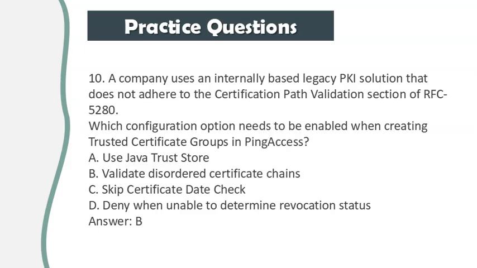10. A company uses an internally based legacy PKI solution that does not adhere to the certification path validation section of RFC 5280. Which configuration option needs to be enabled when creating trusted certificate groups in PingAccess? A. Use Java Trust Store. B. Validate disordered certificate chains. C. Skip certificate date check. D. Deny when unable to determine revocation status. Answer: B.